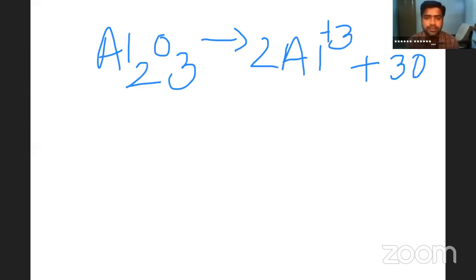You may notice here Al2O3 gives you 2Al+3 ions plus 3O-2 oxygen ions. Okay, this is the overall reaction. The reaction carried out at the anode, and the reaction carried out at the cathode, are very important right now.